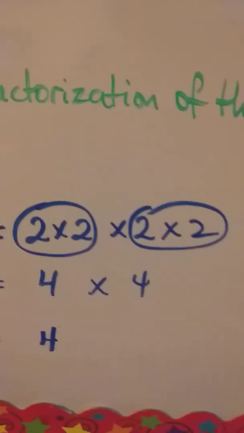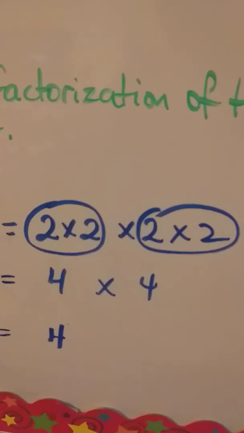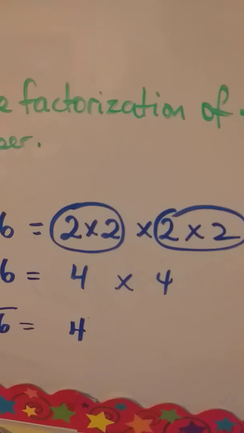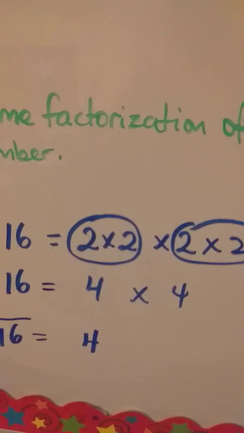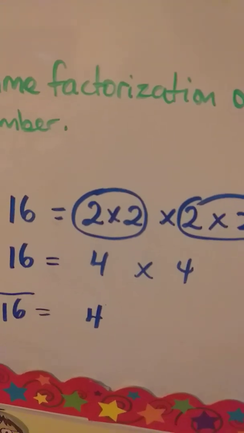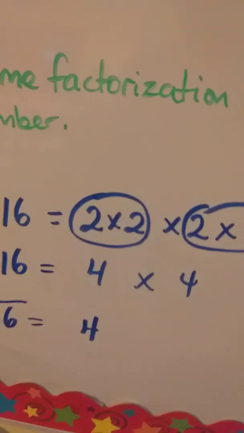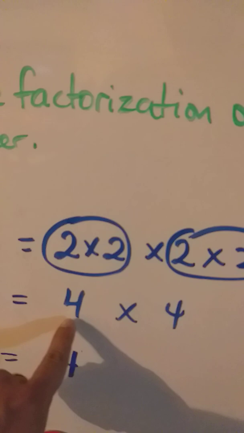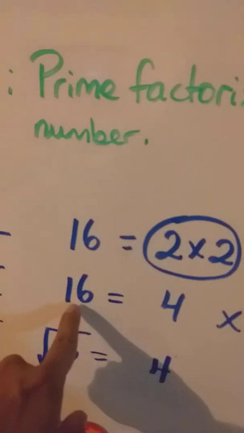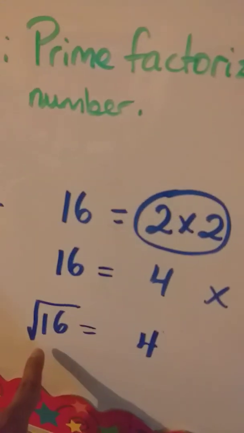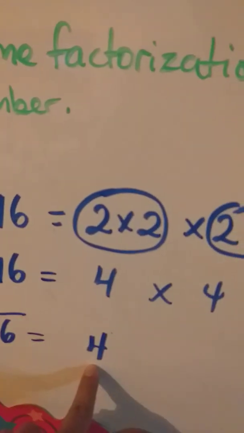Now when you prime factorize and you get two pairs of the same number, this is where we use these pairs to find the square root of that number. So here we have a pair of 2s, 2 2s are 4, again 2 2s are 4. 4 4s will give me 16. Therefore, the square root of 16 is 4.